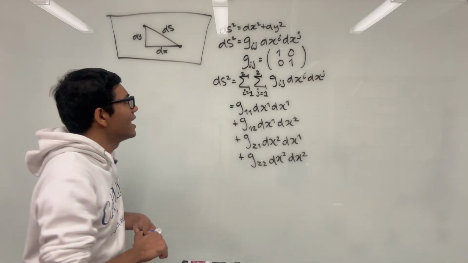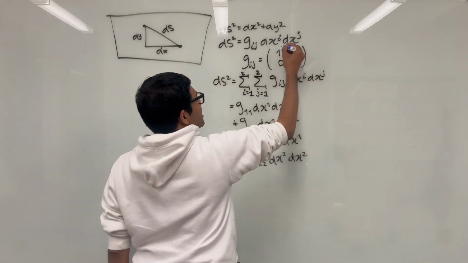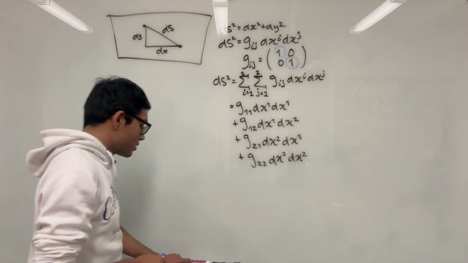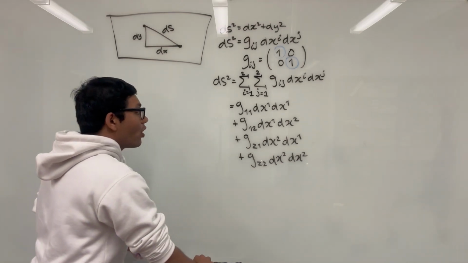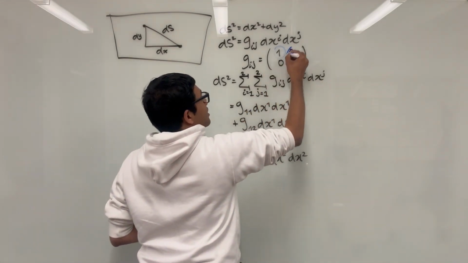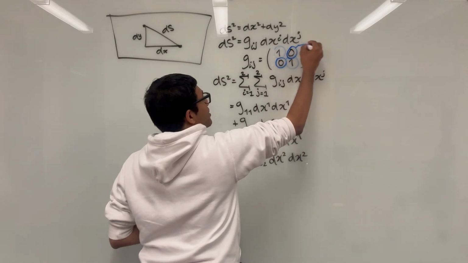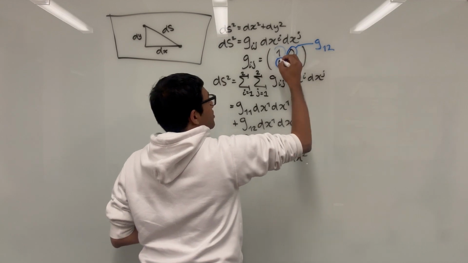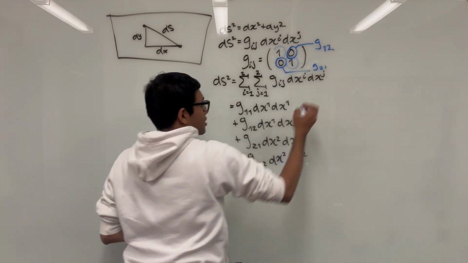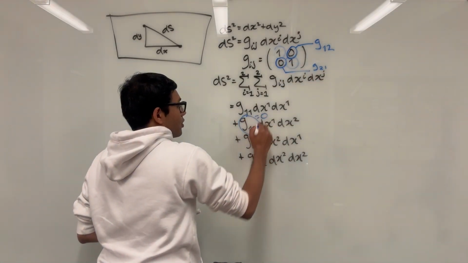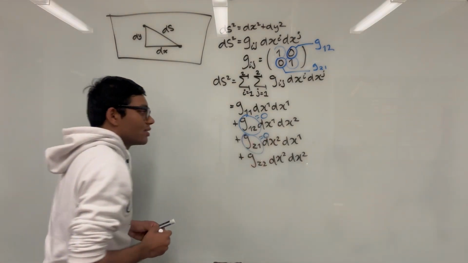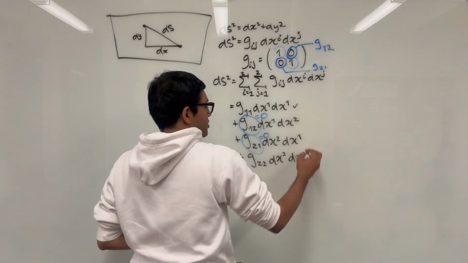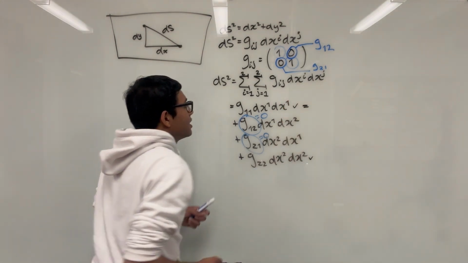Now notice that because this metric is only diagonal, the off-diagonal components are simply 0. So what does that mean? That means that all of these terms are 0. This is the first row, second column, so the g_12 term and the g_21 term, these guys are both equal to 0, right? And so that means we're just left with these two terms.